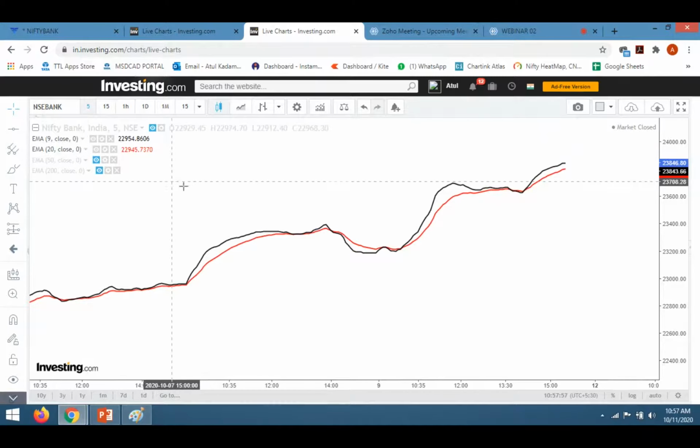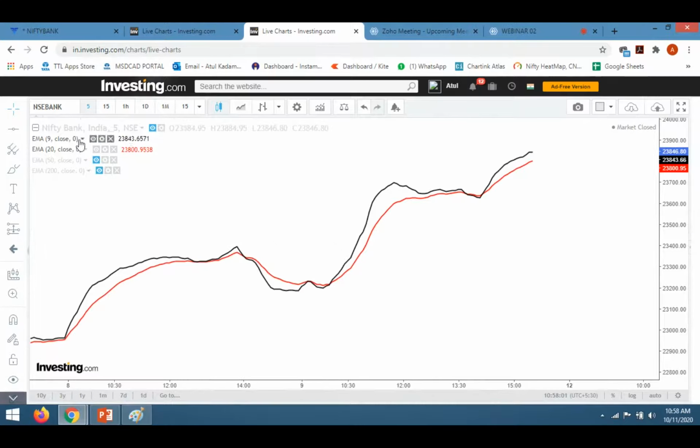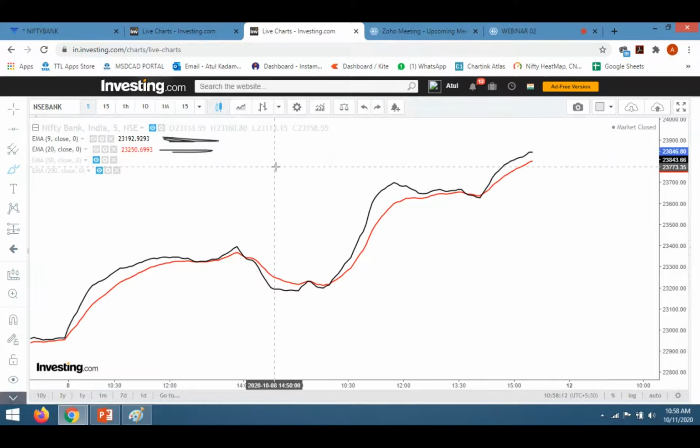just see on my screen, there are only moving averages, okay? So the 9 moving average is the black color. If you see on my screen here, you can see the colors also. So 20 is the red and 9 is the black, okay? So the small one is 9, the big one is 20.